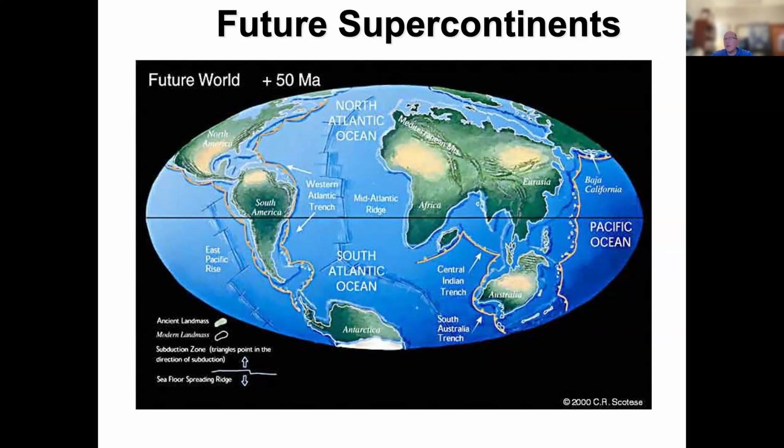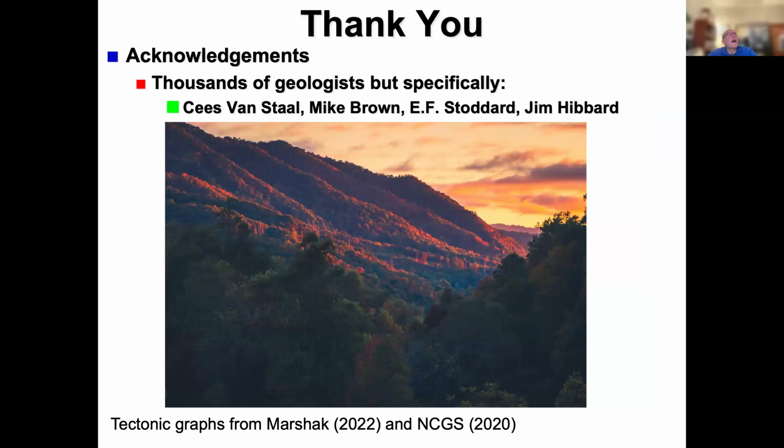I don't want to go too far in the future, but this is just 50 million years. The Atlantic Ocean should keep getting bigger and bigger, and the Pacific Ocean should keep getting smaller and smaller, and we should have another kind of supercontinent on the other side of the graph. I won't be around for that. I don't even know what they'll name it. I kind of like Amasia, but we'll see what those future geologists come up with.